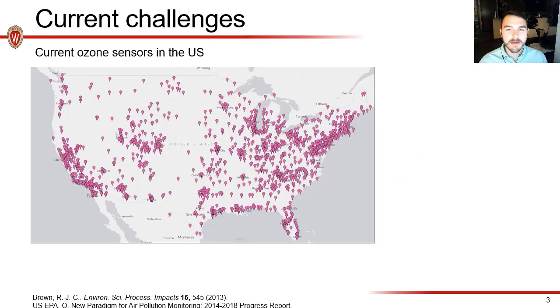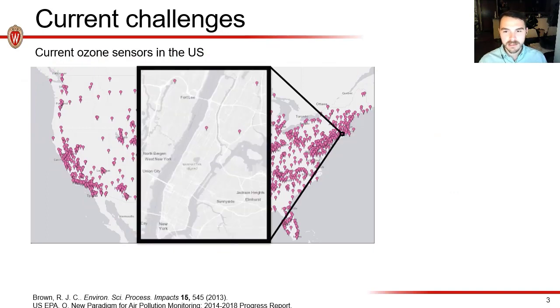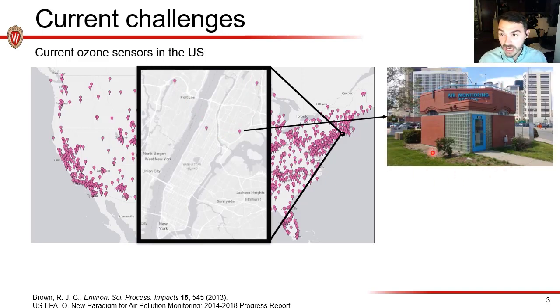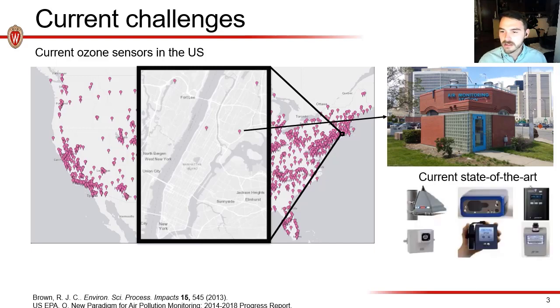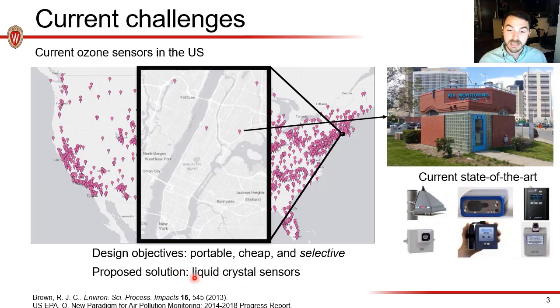However, the problem with recommending places to avoid is that this is a map of the current ozone sensors within the United States. This may seem like a lot, but if we zoom into this small area right here and look into the scope of a city, specifically New York City, we only see 4 of these sensor stations. And the reason for that is that these sensor stations are actually giant air monitoring stations which are the size of buildings. And even with current state-of-the-art technologies, you can get to the point where you can put one into your hand, but this is not convenient enough to get widespread data in order to recommend areas to avoid. So we need to design some new sensors with the objective of being portable, cheap, and selective. And our proposed solution is a liquid crystal sensor.